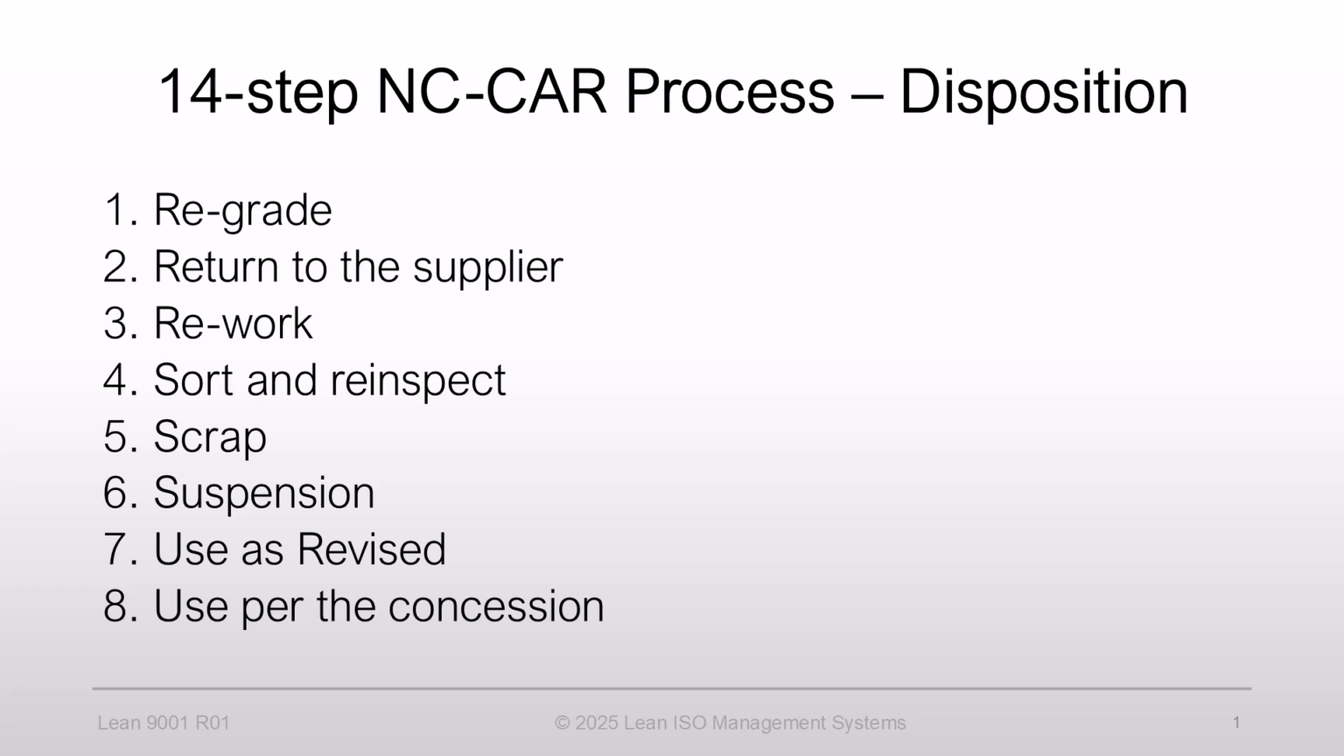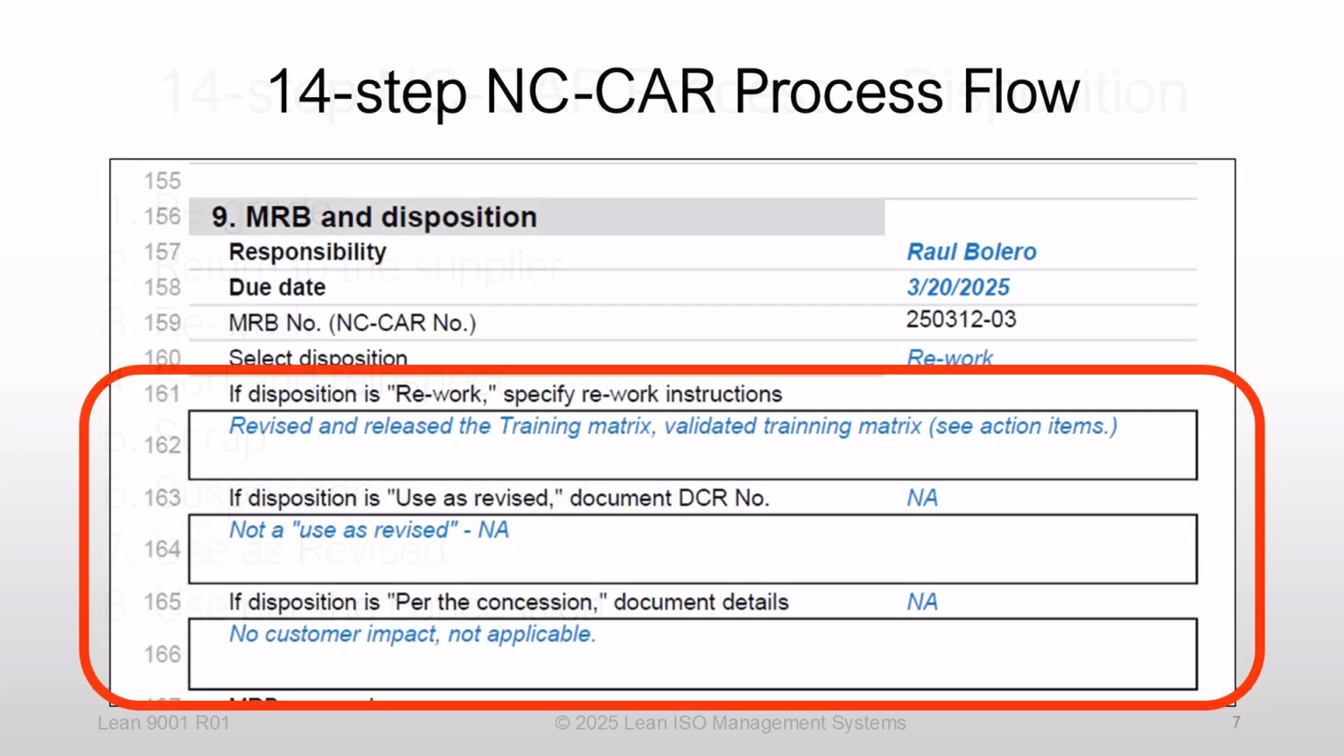If you're serious about quality, use as is has no place in a quality management system. The other dispositions are pretty much self-explanatory, so let's move on. In the following section, we comment on 3 ifs. If the disposition is rework, we may need to reference existing or provide a new rework instruction. If the disposition is use as revised, we must document a corresponding document change record, DCR number.